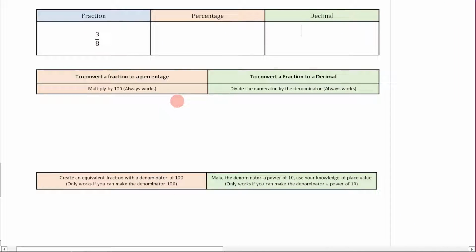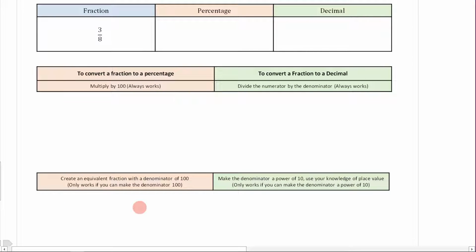First thing we need to realize here is we can't do either of these bottom options. I can't create an equivalent fraction with a denominator of 100, and in the same sense, I can't make the denominator a power of 10. And the reason why is because my denominator is 8, and there's no way of turning 8 into 100 or any power of 10. So that means the only options I've got left of turning it into a percentage and decimal are the ones up here. So this is why it's important that we are comfortable with doing it this way.